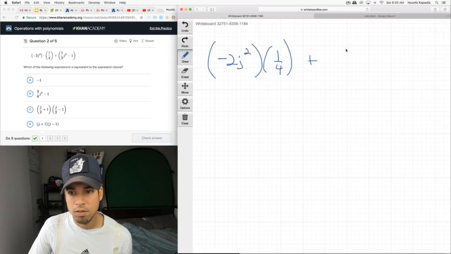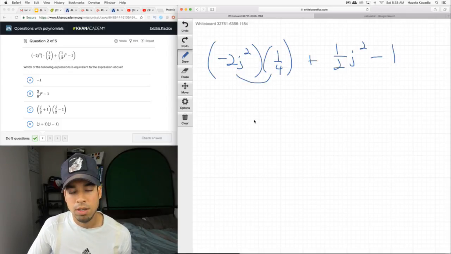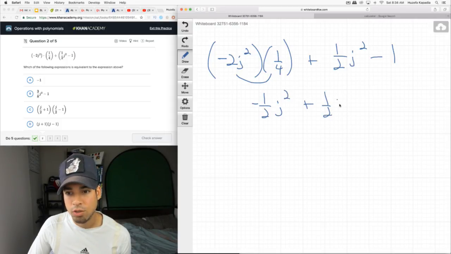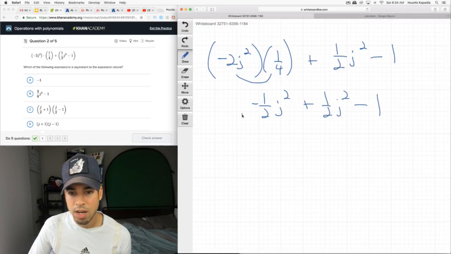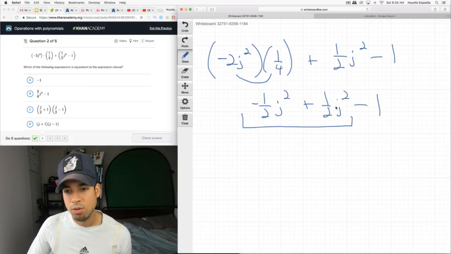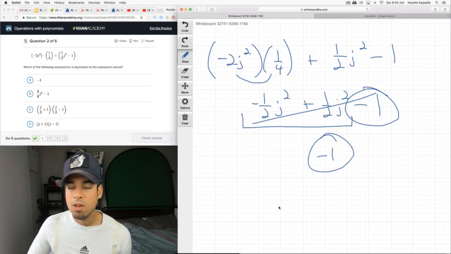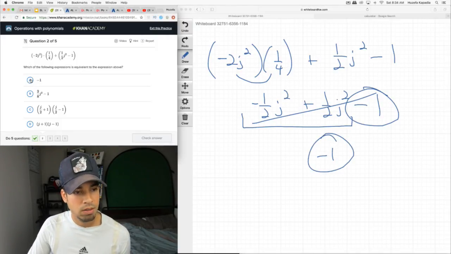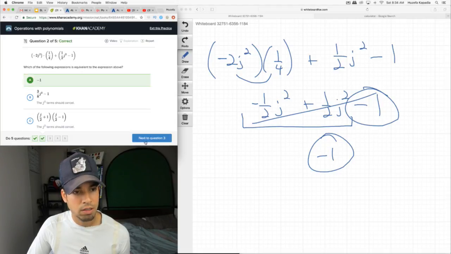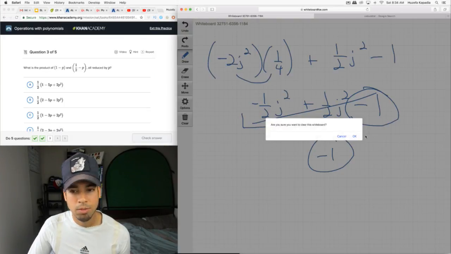Plus, I'm just going to remove these parentheses. They're not doing anything. So we got plus 1/2 j squared minus 1. Okay. So 1/4 times this guy, 1/4 times 2 is 1/2. So we got negative 1/2 j squared plus 1/2 j squared minus 1. Now look how nice this is. We've got two like terms, both same degree for j squared. But one's negative 1/2, one's positive 1/2, crosses out. And then all we got left over is a minus 1. So in this case, minus 1 is our answer. So let's make sure that's correct. Boom.